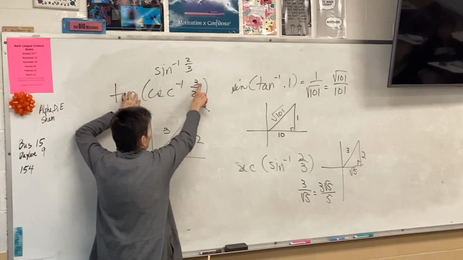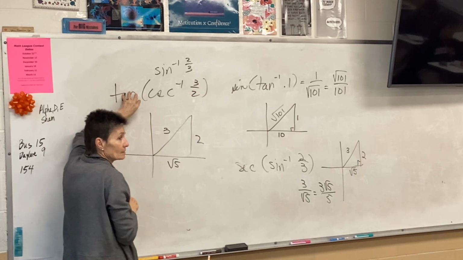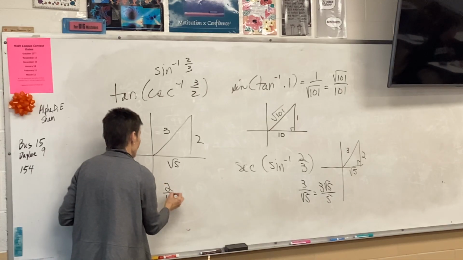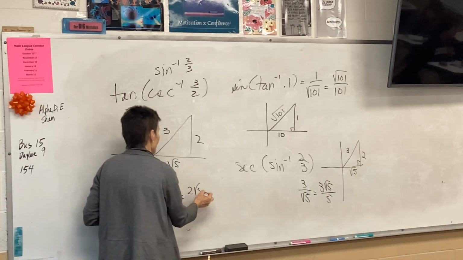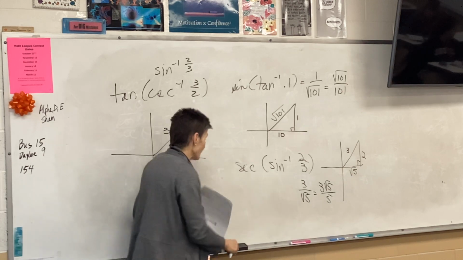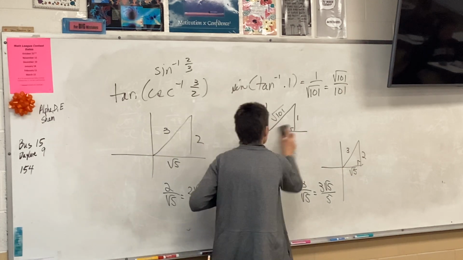That is hypotenuse over opposite. Yes, it is. 2 over... I need 2 root 5 over 5, tangent. So 2 over root 5, root 5 over 5. All right, see how far you can get with the last one.